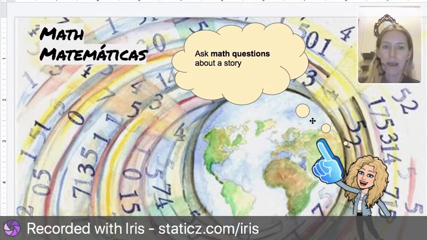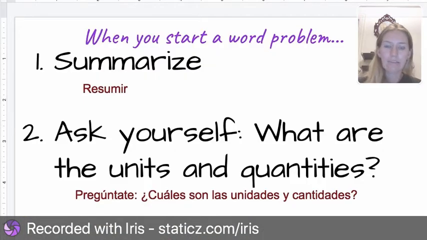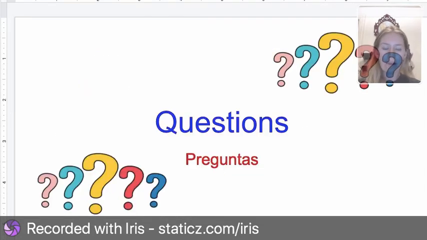We're going to ask math questions about a story. So in the last 2 days, we learned that first we have to summarize a word problem. Then we have to ask ourselves, what are the units and quantities? And the next thing we'll do after that is we'll ask questions.